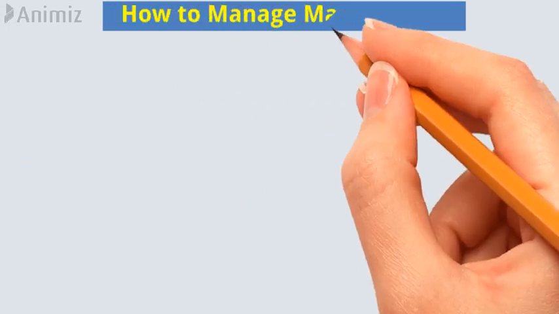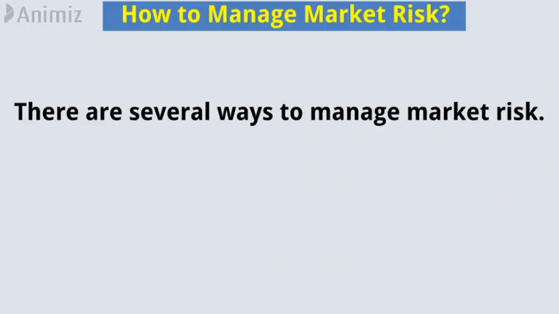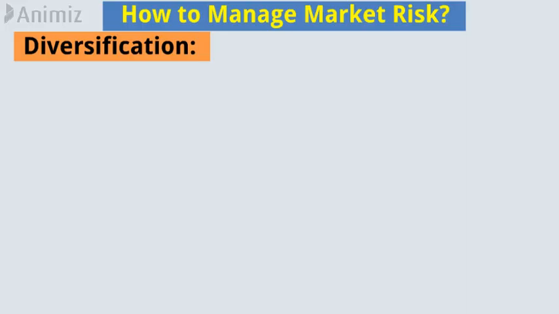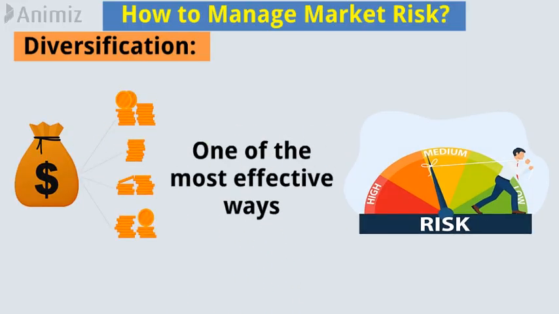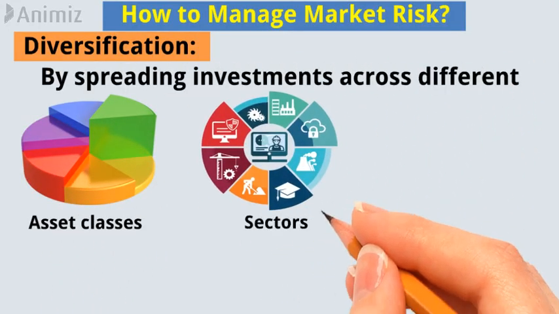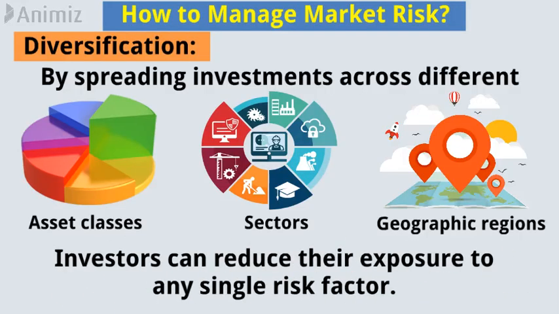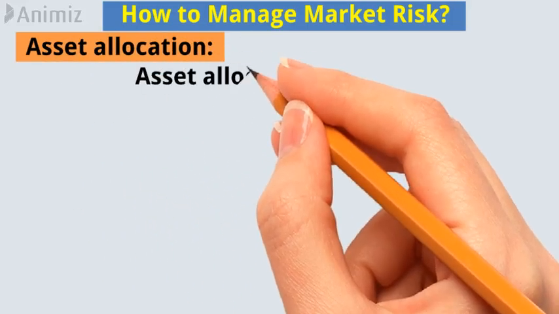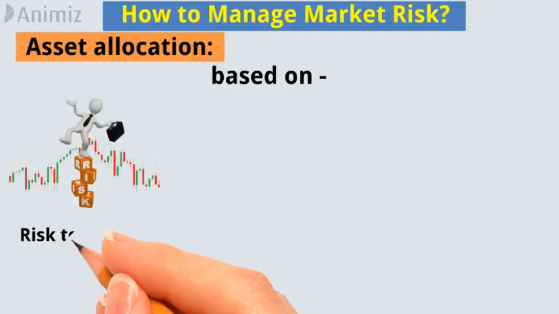Let's discuss how to manage market risk. There are several ways to manage market risk. Here are some of the best methods. Diversification. Diversification is one of the most effective ways to manage market risk. By spreading investments across different asset classes, sectors, and geographic regions, investors can reduce their exposure to any single risk factor.